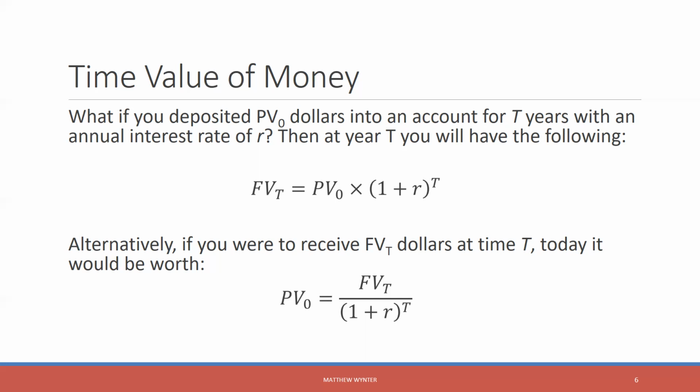We wanted to look at our future value for time 8, same thought. Present value multiplied by 1 plus R raised to the power of 8. Alternatively, if you were to receive future value T dollars at time T, today it would be worth present value of whatever that future value is, discounted by 1 plus R. Again, always making sure that our periods match.